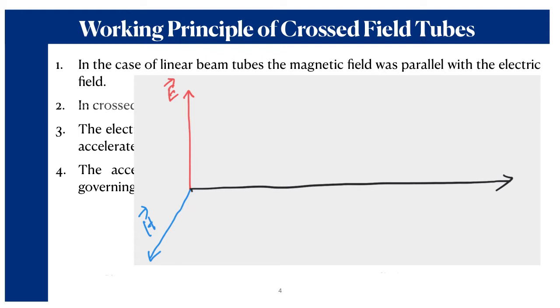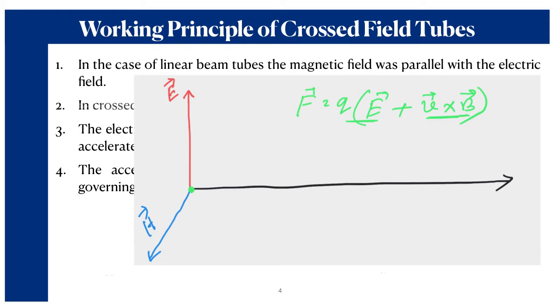Now consider a positive charge which is initially at rest at the origin. From the Lorentz force equation, we know the force applied on a moving particle carrying a charge q is equal to q times the electric field plus the cross product of the velocity and the applied magnetic field. So this is the Lorentz force. Here the first term is due to the electric field and the second is due to the magnetic field.